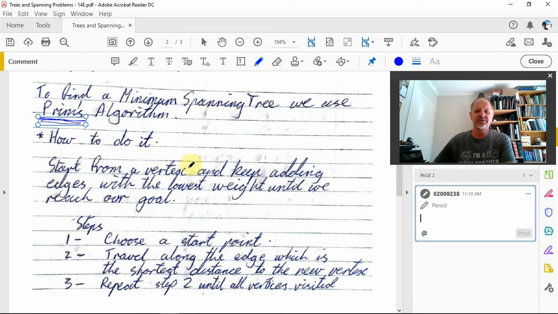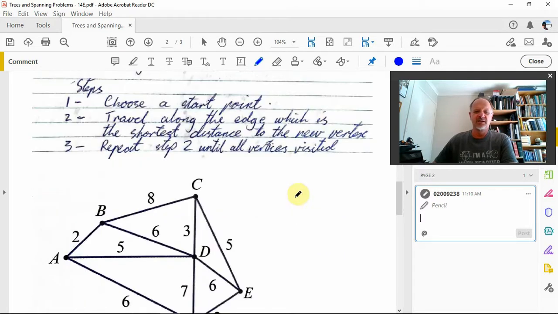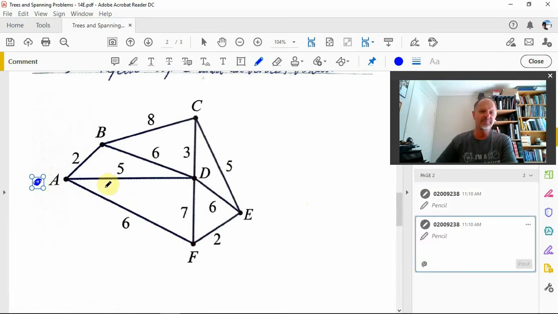We start from a vertex, and again, it doesn't matter where, we can start wherever we like. And keep adding edges with the lowest weight until we reach our goal. So the steps: choose your starting point, travel along the edge which is the shortest distance to the new vertex, and repeat step 2 until all vertices are visited. So here's an example. Given that A is the start of the alphabet, let's start here at A.